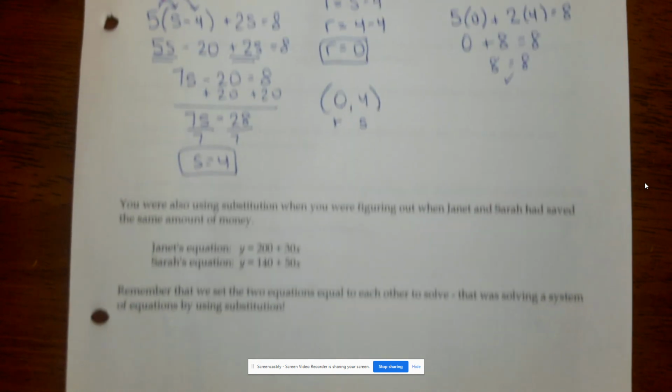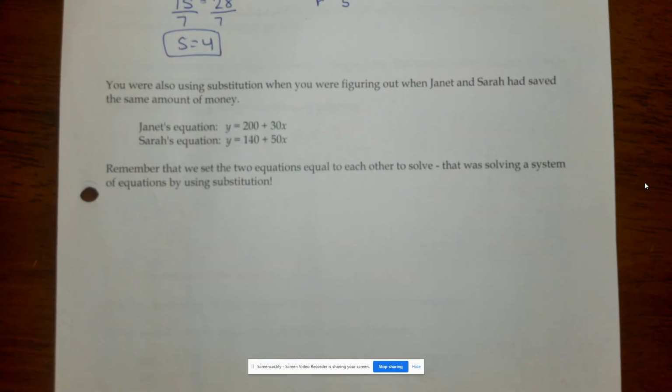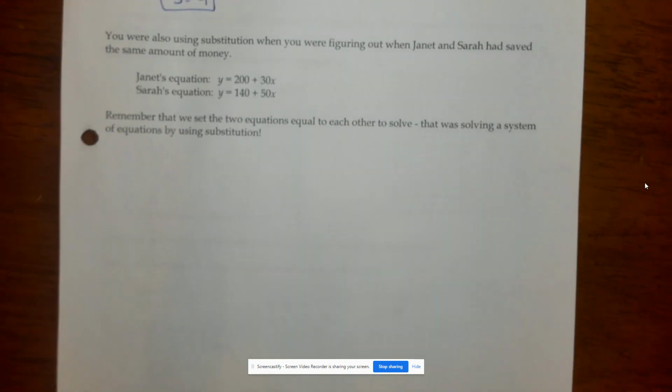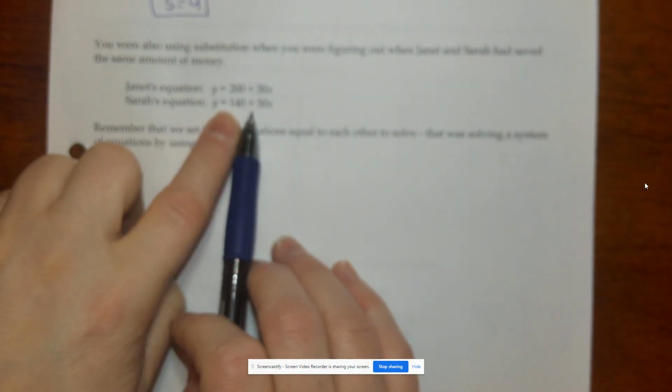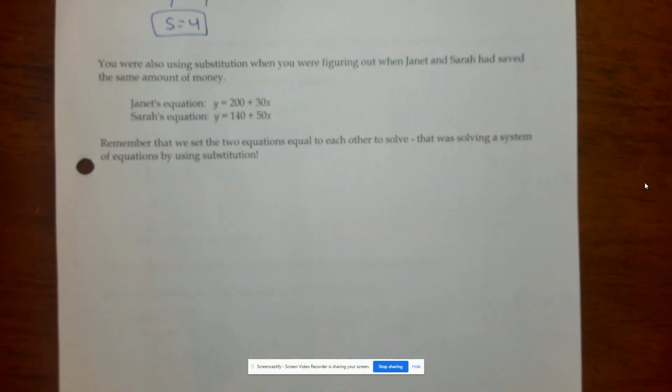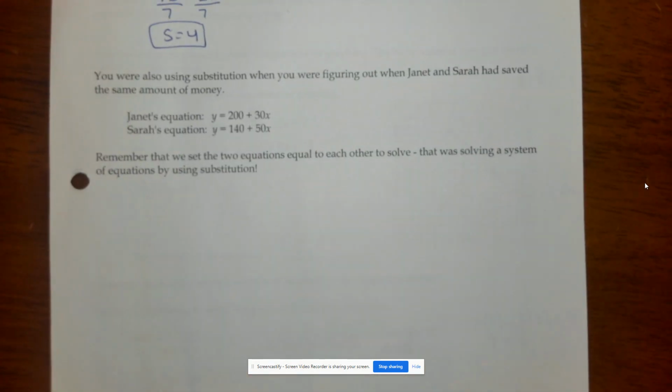Last but not least, what if it's a word problem? You were also using substitution when you were figuring out when Janet and Sarah had saved the same amount of money. So this is a previous scenario, but they've given us the equations again. y equals 200 plus 30x, and y equals 140 plus 50x. Remember that we set the two equations equal to each other to solve. That was solving a system of equations by using substitution.